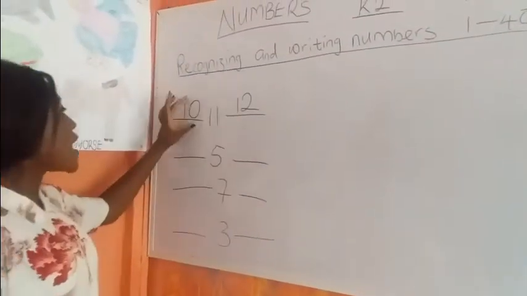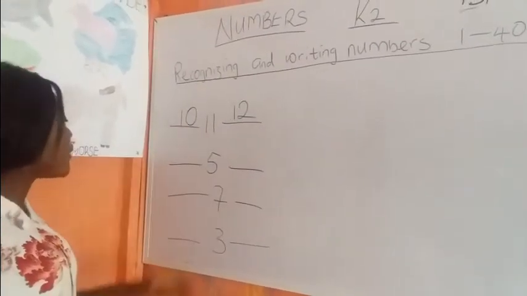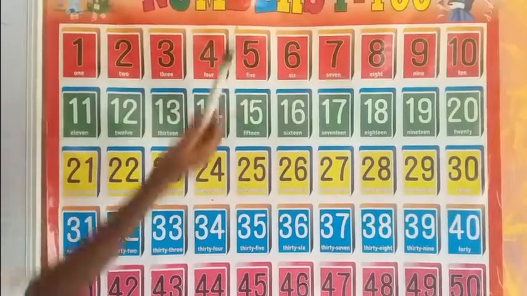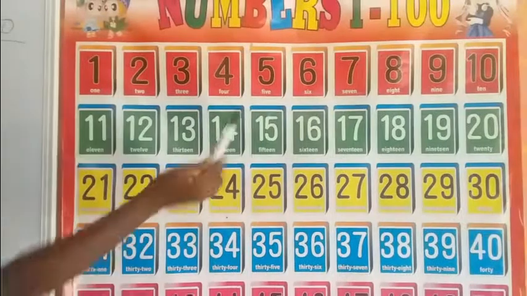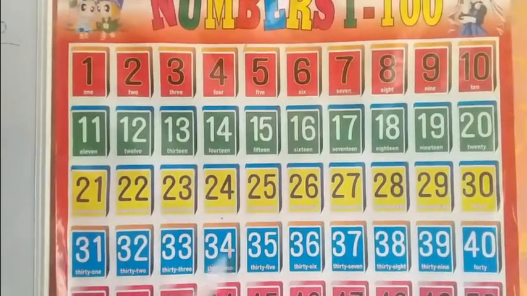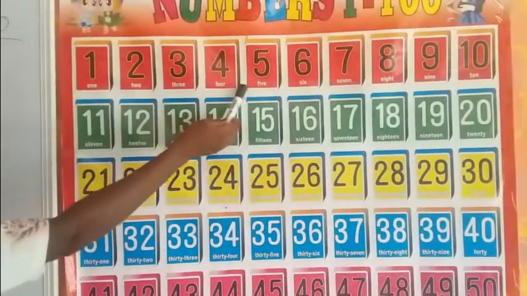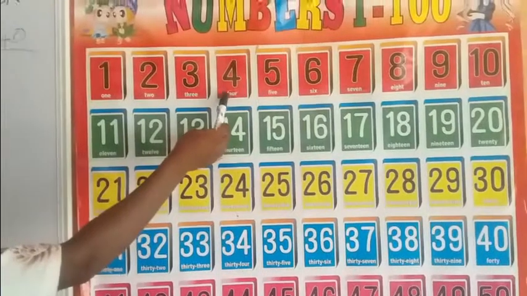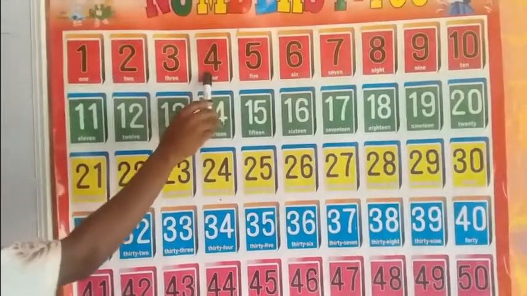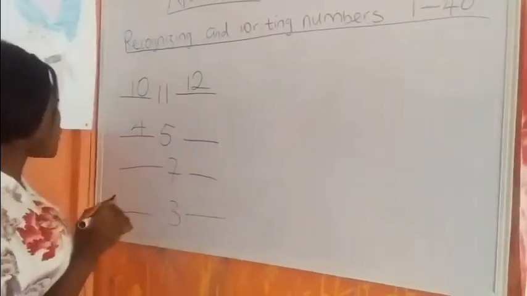So you have 10, 11 and 12 and so on. This is number 5. What number is in front of number 5? You look for number 5 on your number table. What number do you say before your number 5? You check. We said the number on the left hand is your number that is before, and the number here is number 4. So number 4 is our number before 5.